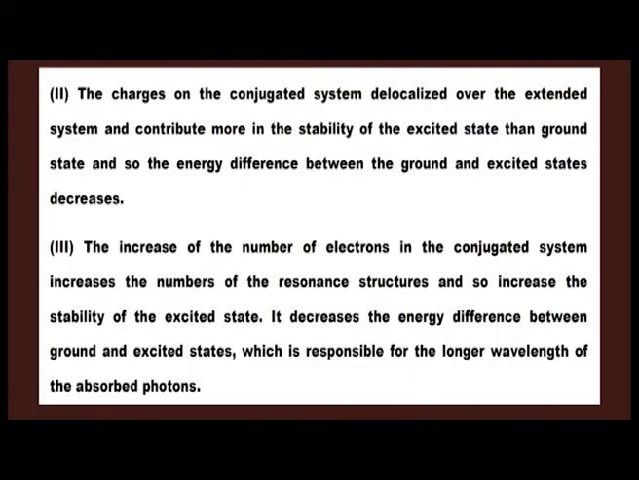The charges of the conjugated system are delocalized over the extended system and contribute more to the stability of the excited state than the ground state. So, the energy difference between the ground and excited state further decreases. Also, the increase in the number of electrons in the conjugated system increases the number of resonating structures, and so increases the stability of the excited state. It decreases the energy difference between ground and excited state, which is responsible for the longer wavelength of the absorbed photons.